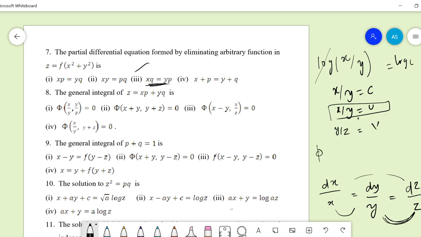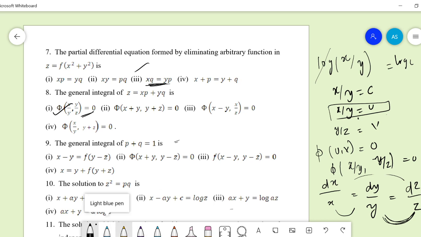But the solution for Lagrange's method is phi of u comma v equals 0. Phi of u value is x by y, v value is y divided by z, equals 0. So x by y, y by z. Option 1 is correct.